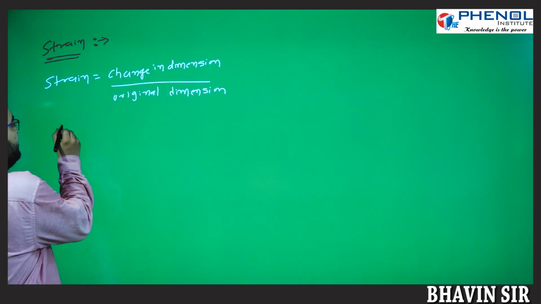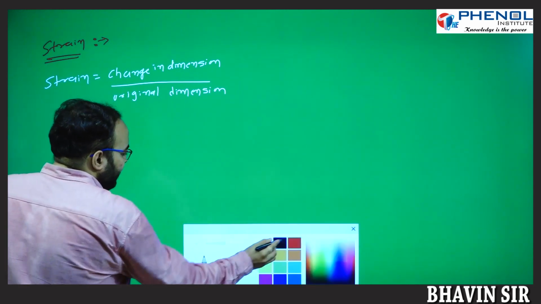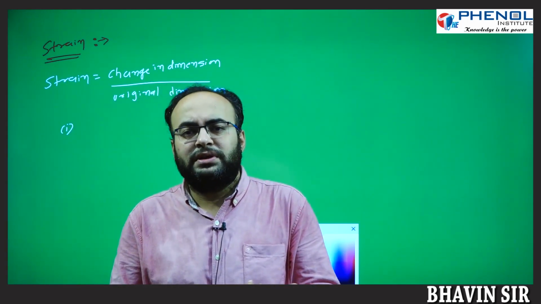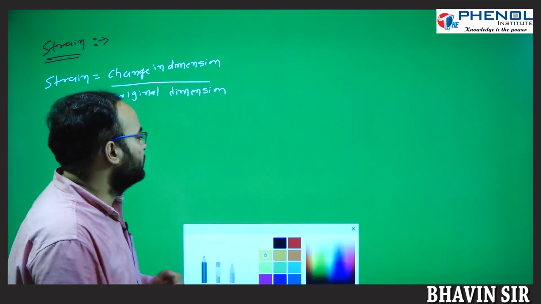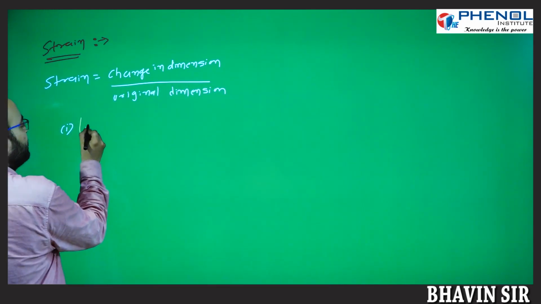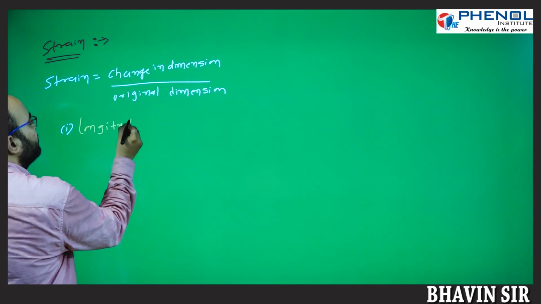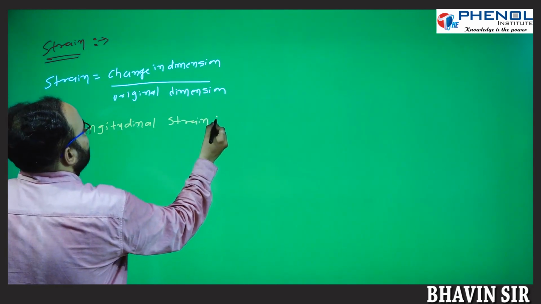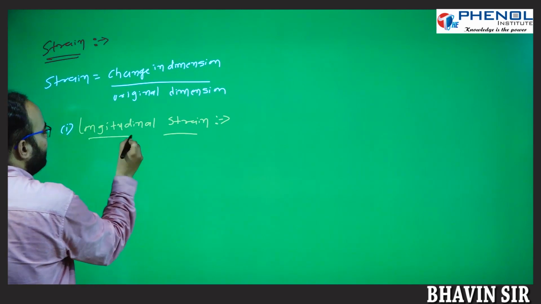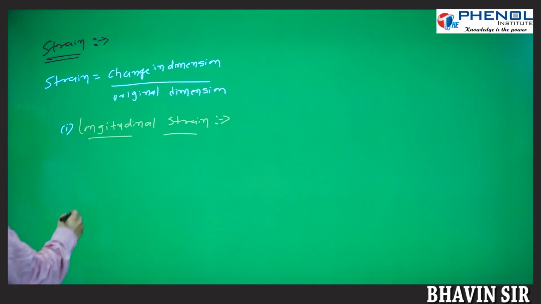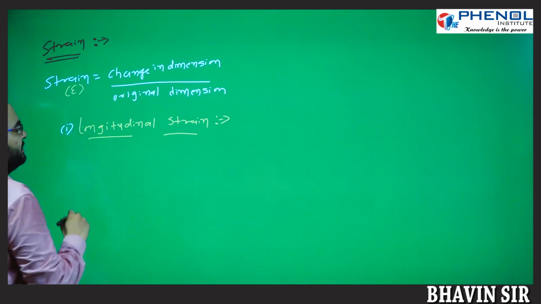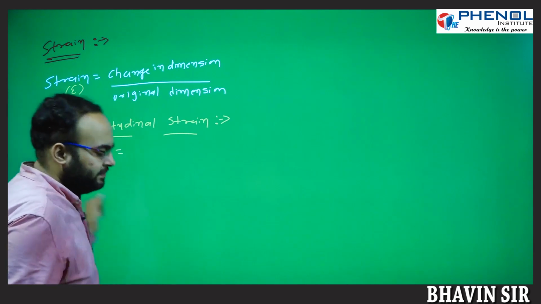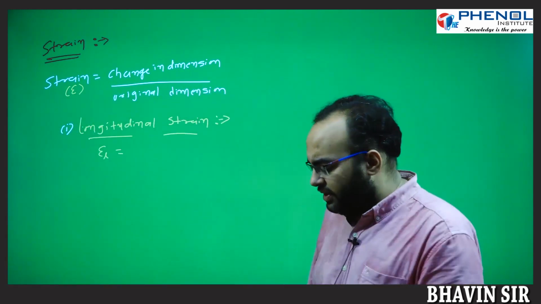Chalo, now students, there are three types of strain: longitudinal strain, volume strain, and shearing strain. First we discuss longitudinal strain. Generally, what is the symbol of strain? Epsilon, and longitudinal strain means epsilon L.